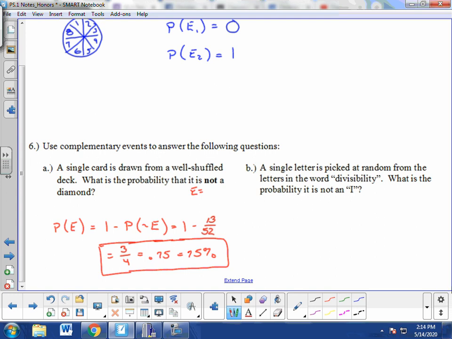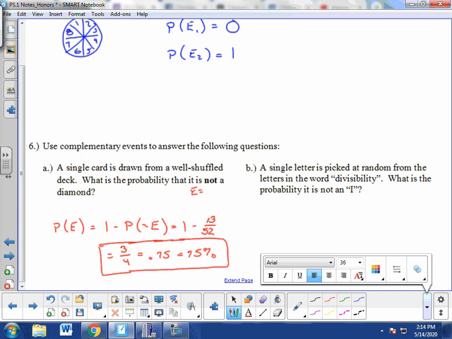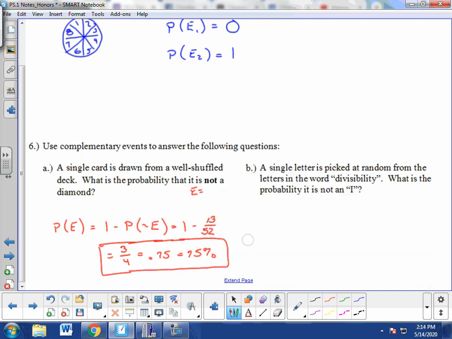It says a single letter is picked at random from the letters in the word divisibility. What is the probability that it is not I? So what I could do is find the number of letters in there that are not I. Or I could find the number of letters in there that are I and subtract that probability from 1. So if I read through the word divisibility and count up the total number of letters, the probability for getting an I would be 1, 2, 3, 4, 5 out of the total 12 letters.